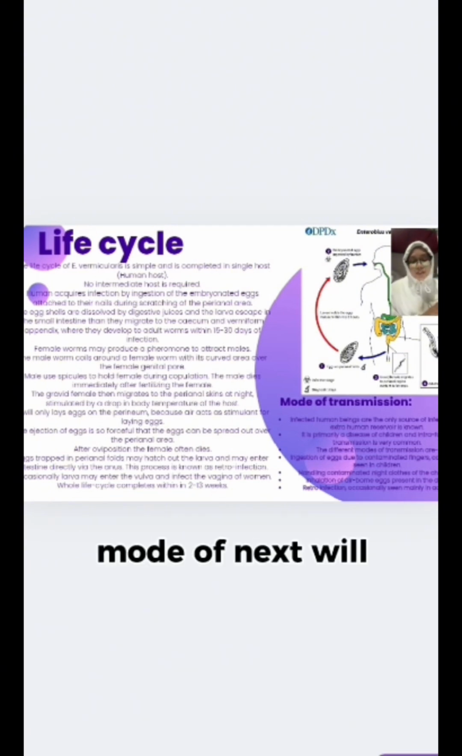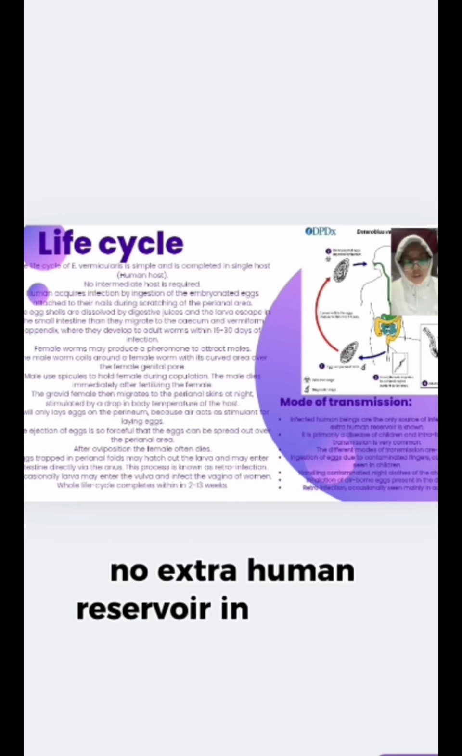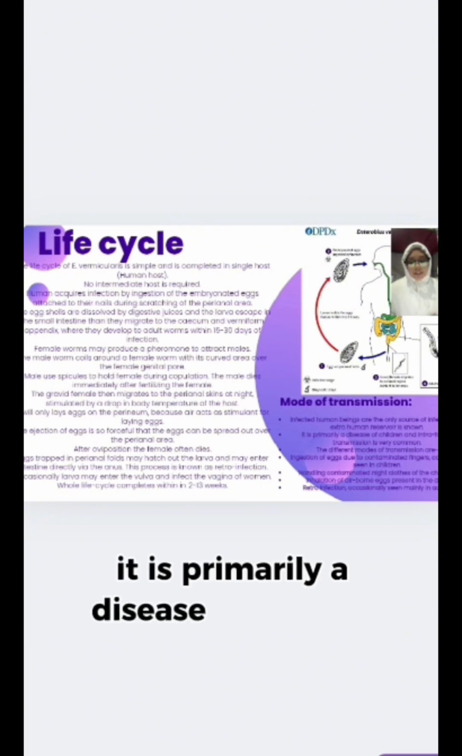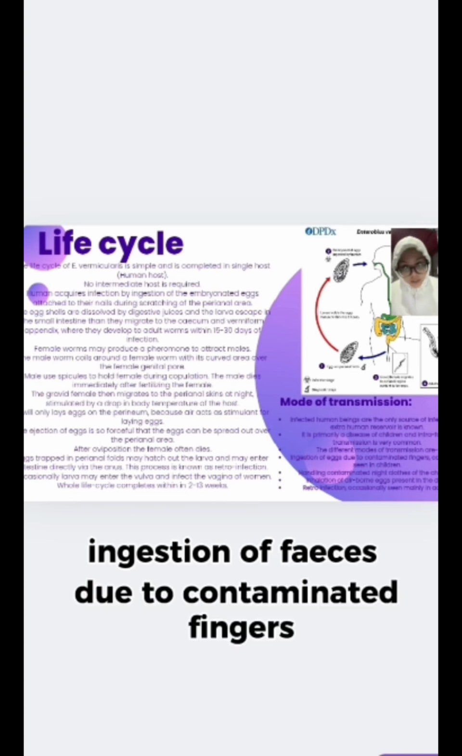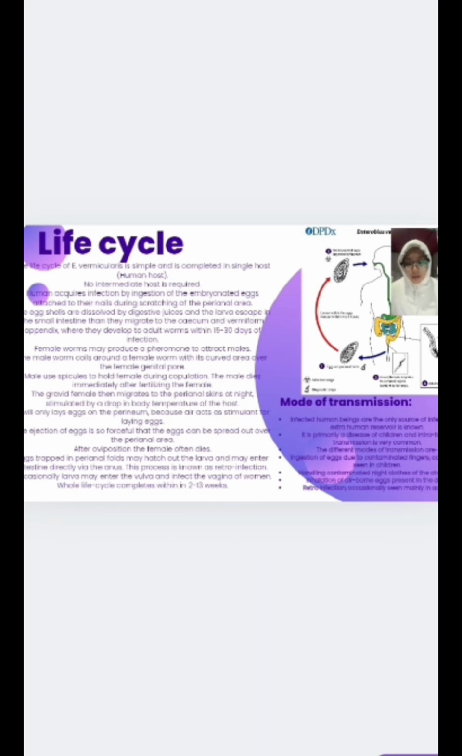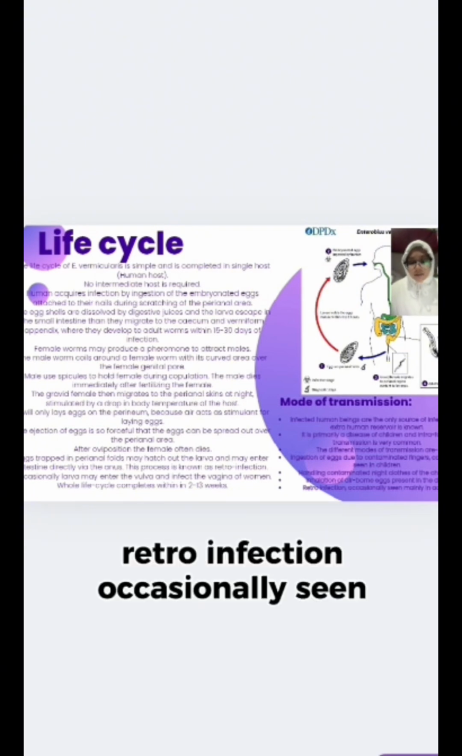Mode of transmission. Infected human beings are the only source of infection. No extra-human reservoir is known. It is primarily a disease of children, and intra-family transmission is very common. The different modes of transmission are ingestion of eggs due to contaminated fingers, commonly seen in children, handling contaminated nightclothes of the children, and inhalation of airborne eggs present in the dust. Retroinfection is occasionally seen, mainly in adults.